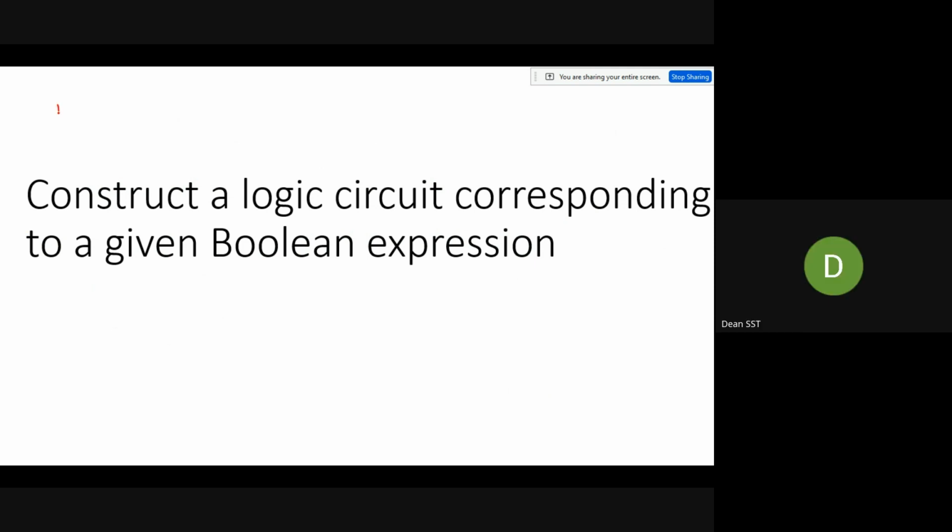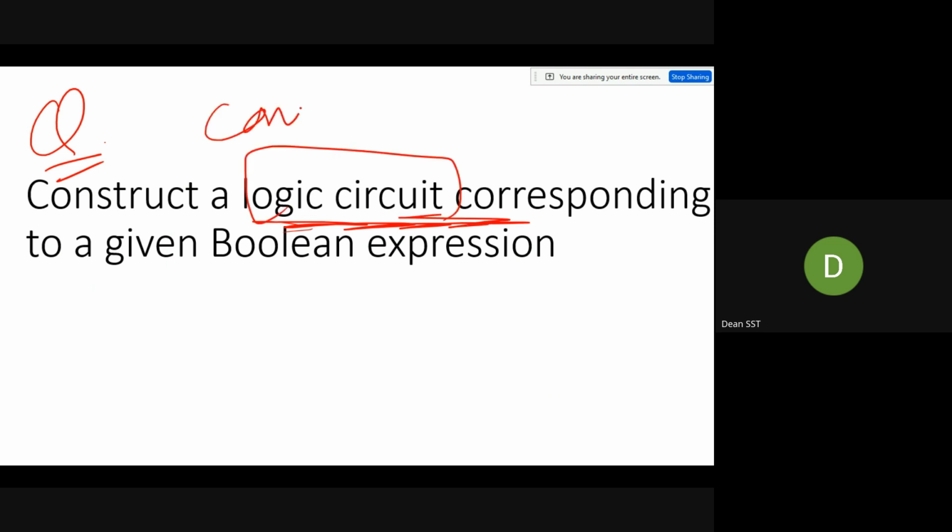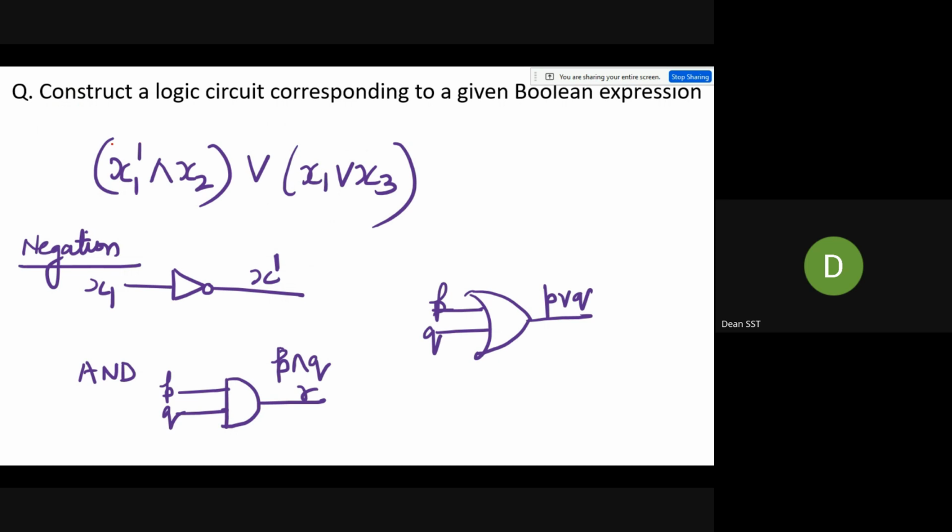Okay. Now the question is, how can you construct a logic circuit? Conversely, how can you construct a logic circuit out of a Boolean expression? Now you have a Boolean expression. The Boolean expression is given.